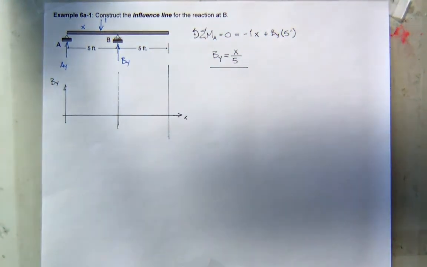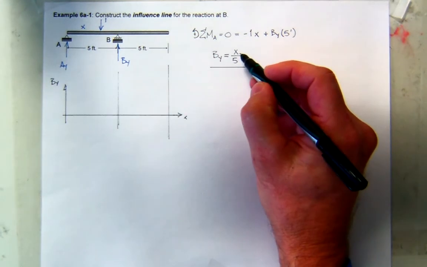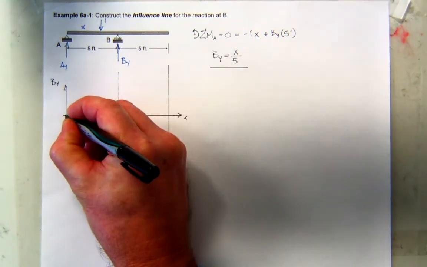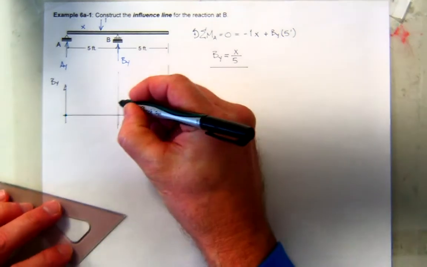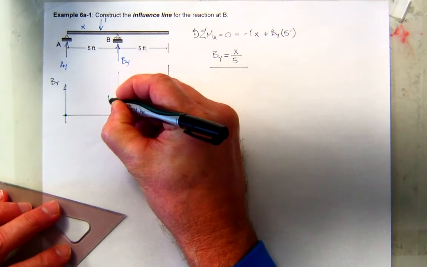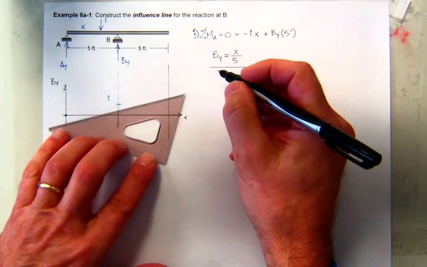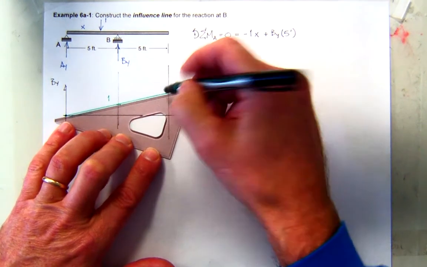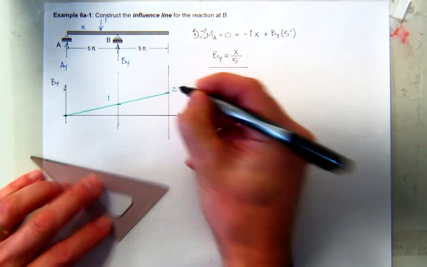What is the value of this function when x is equal to 0? 0. How about when x is equal to 5? 1. How about when x is equal to 10? 2. If you connect the dots, you should get that.